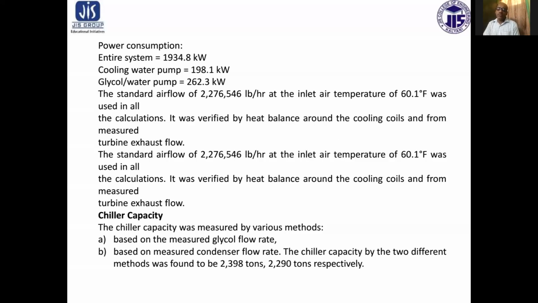The standard airflow at inlet air temperature 60.1 degrees Fahrenheit is used in all the calculations. It was verified by heat balance around the cooling coils and from measured turbine exhaust flow. The chiller capacity is given by various methods, that is based on measured glycol flow rate and based on measured condenser flow rate. Chiller capacity by the two different methods was found to be 2398 tons and 2290 tons respectively.